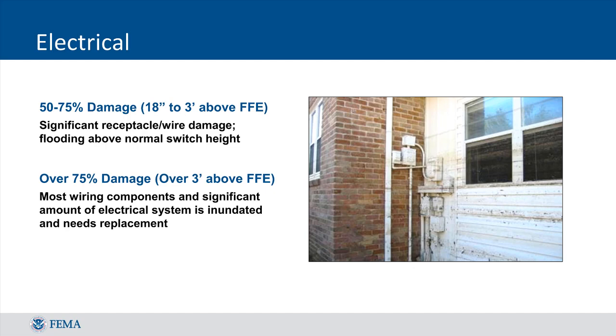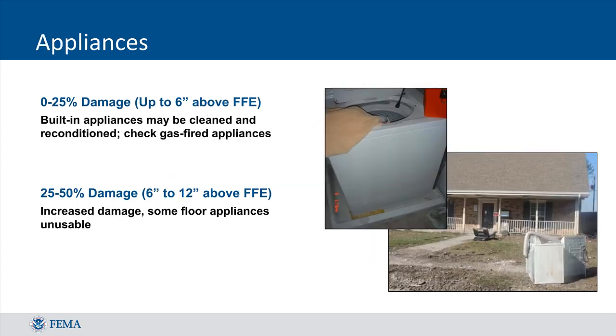In these cases, there will be much higher damage to wiring and electric boxes on the inside and outside of the house. Damage levels over 75% occur when a large majority of the wiring and electrical components have been inundated by water or were damaged by another source, such as a major fire. High water marks over 3 feet are generally a good indicator that most of the electrical system has been damaged and will need to be replaced.